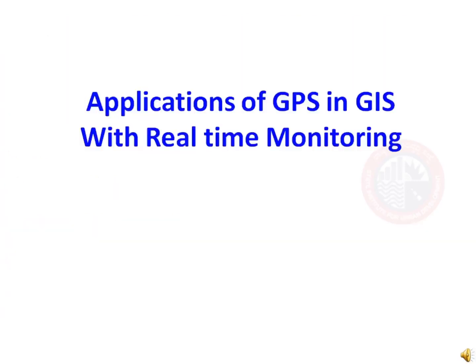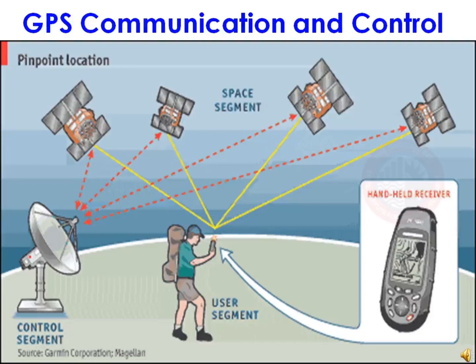Global Positioning System, GPS, is one of the major inputs to GIS applications. Without GPS, GIS will not function because all GIS maps are done with georeferencing with coordinate and projection system. With the help of the space segment, control segment and user segment, GPS instruments or smartphones will function.